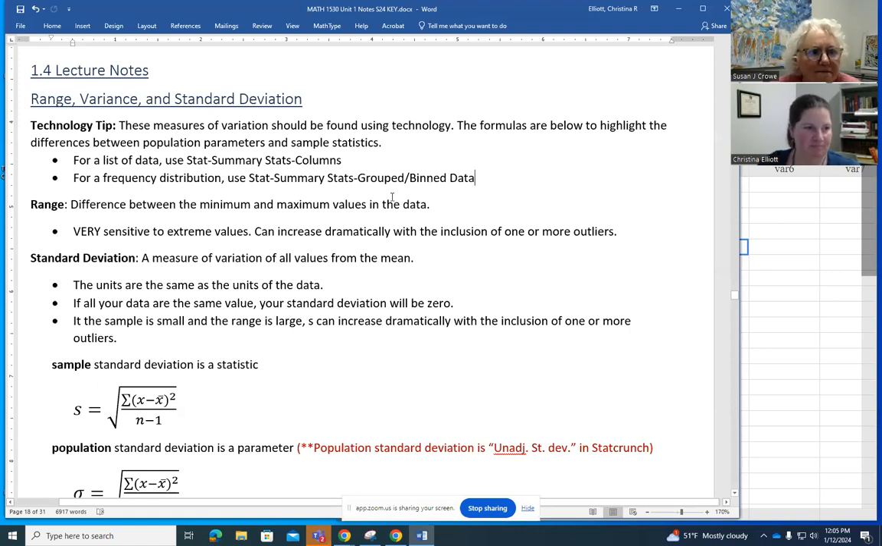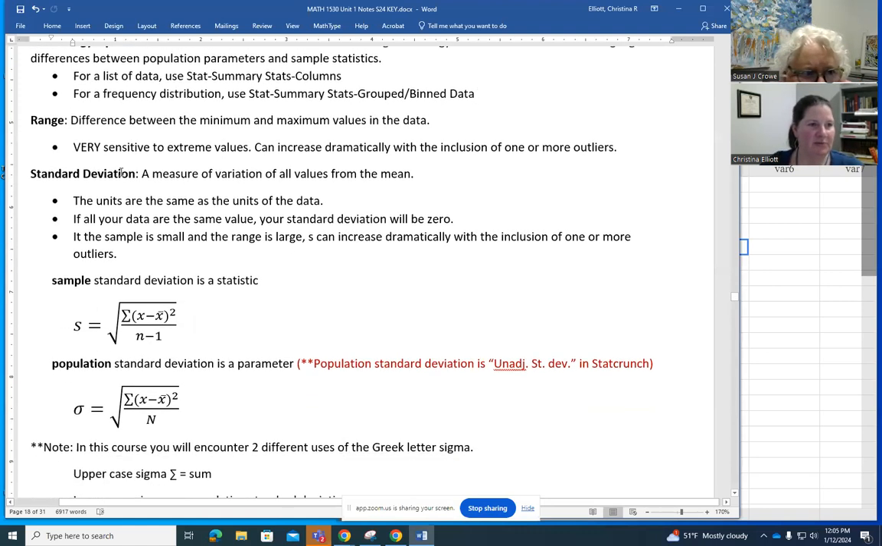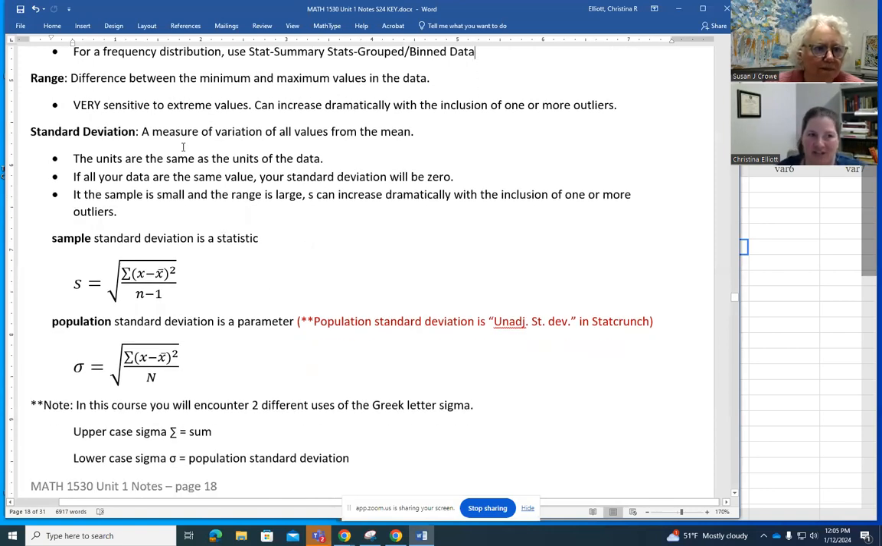So the simplest measure of variation is the range, which is the difference between the minimum and maximum values. That is really sensitive to extreme values, but it gives you a general idea of the range of the values. The one that we're going to use the most here is standard deviation, which measures how spread out the data is from the mean.